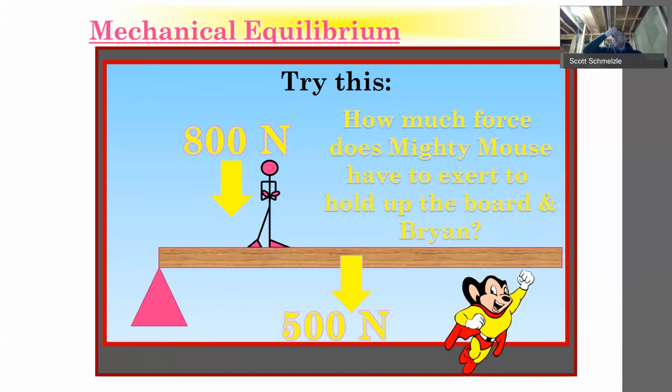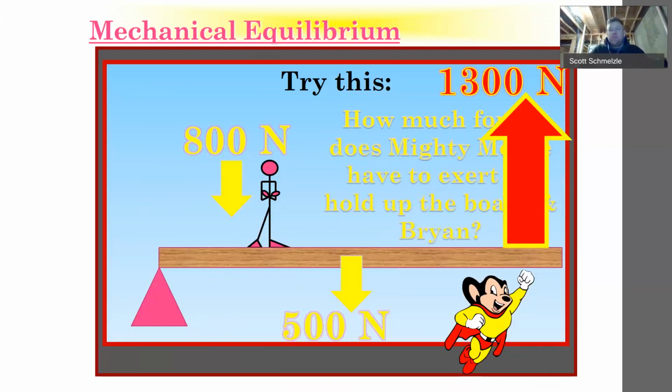If we put in Mighty Mouse, I don't know if you know Mighty Mouse, back in the day when I was a young little whippersnapper, Mighty Mouse was a big deal. You probably have no clue who he was. That's okay. How much force does Mighty Mouse have to exert to hold up the board and Brian? Well, we know that if there's 1,300 newtons of force downwards, in order to make this completely balance itself out, the upward force has to be the same. It has to be 1,300 newtons.